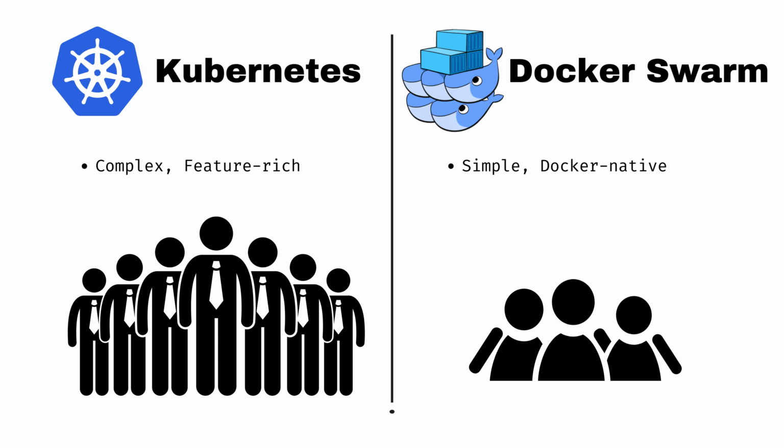Docker Swarm is lightweight and simple. If you know Docker, Swarm feels natural, just a few commands and you've got a cluster. It's great for smaller deployments or when you want simplicity. So the rule of thumb, if you need enterprise-grade orchestration, go Kubernetes. If you want easy mode for clusters, Docker Swarm has your back.